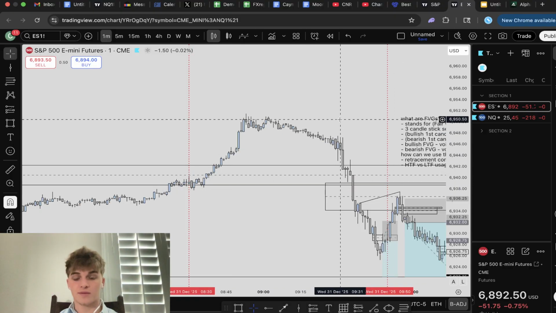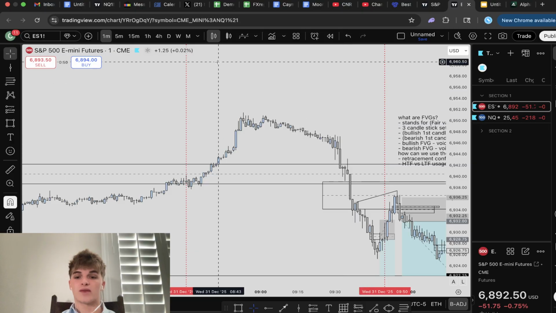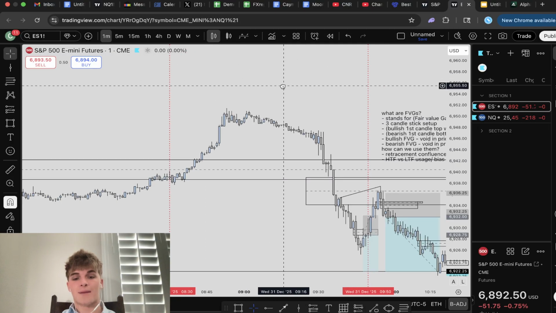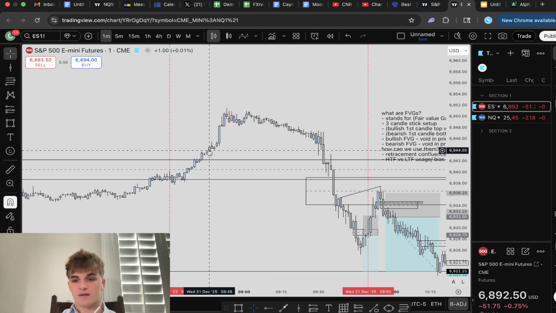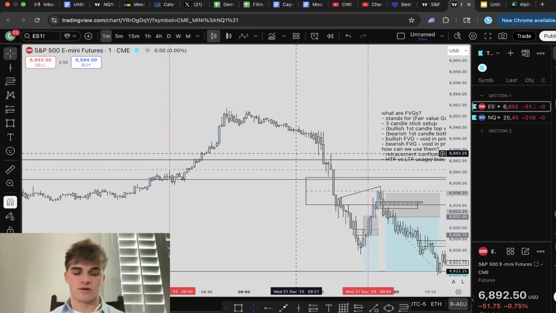The only way that the fair value gap can be inversed is if it happens on the same time frame that the confluence is made. So if we inverse that 4 hour gap on the 4 hour, that is an inverse fair value gap. If, as you can see, obviously on the 1 minute, we inverse this 4 hour fair value gap, that doesn't matter.